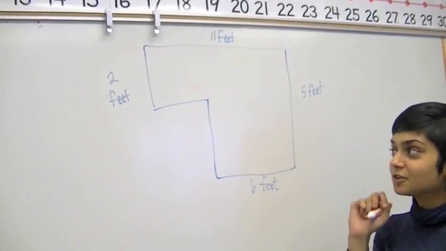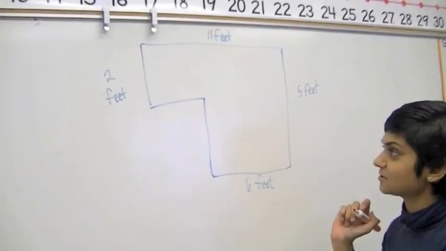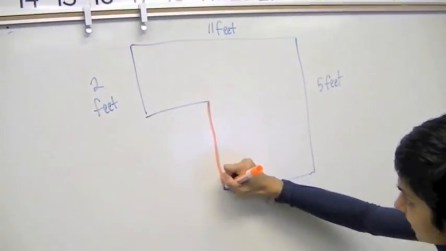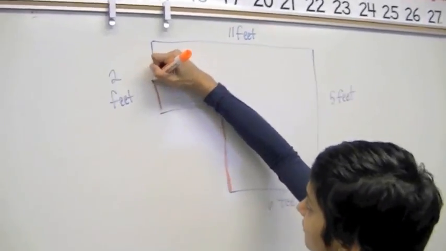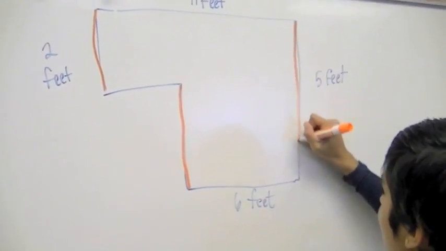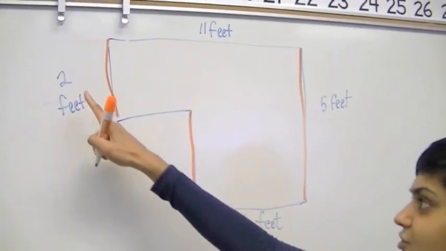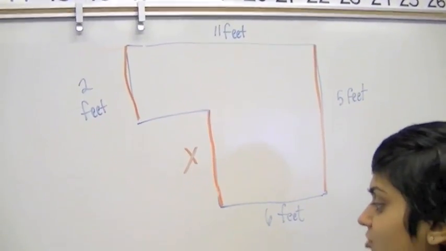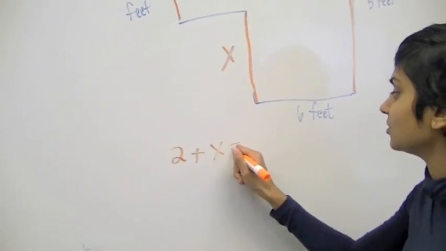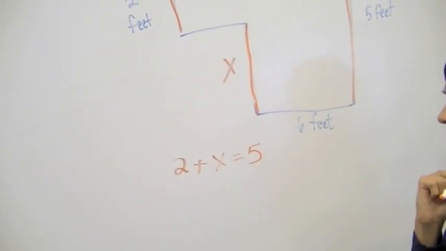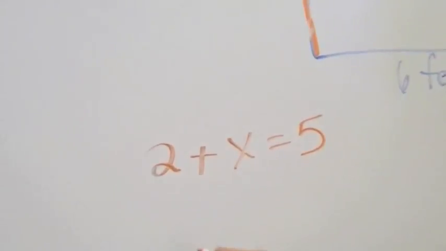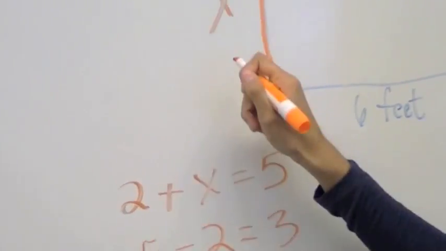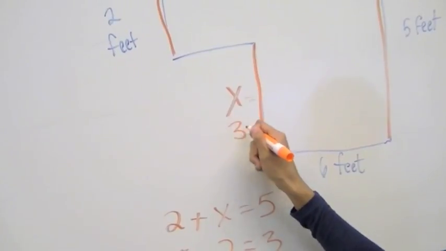All right, hopefully you've already tried this on your own, but let's go ahead and check your work. So for this right here, this is a vertical line. It's going up and down. So I'm going to use the other vertical lines as my clues for how I can find this. We have 2, we have x, and we have 5 feet. I know that 2 plus x equals 5 feet. You can use a fact family to figure out what x is. 5 minus 2 equals 3. So that means that x equals 3 feet.